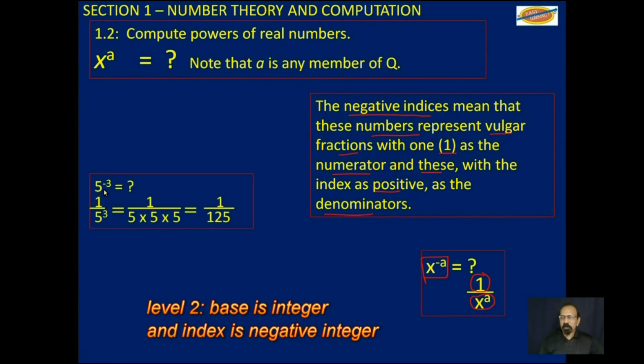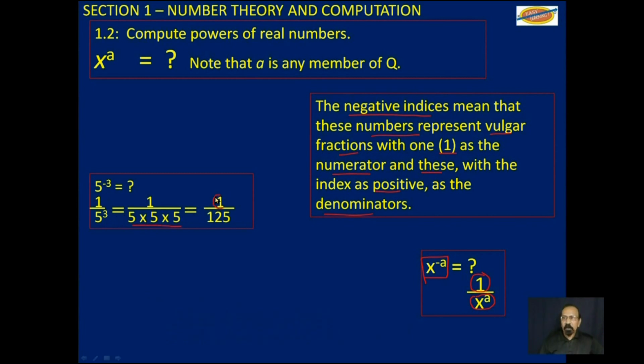So let's look at some examples. 5 to the negative 3rd power becomes 1 over 5 to the 3rd power. And now you could work out this piece below here, 5 times 5 times 5. Remember the 1 at the top there. So it's now 1 over 125.